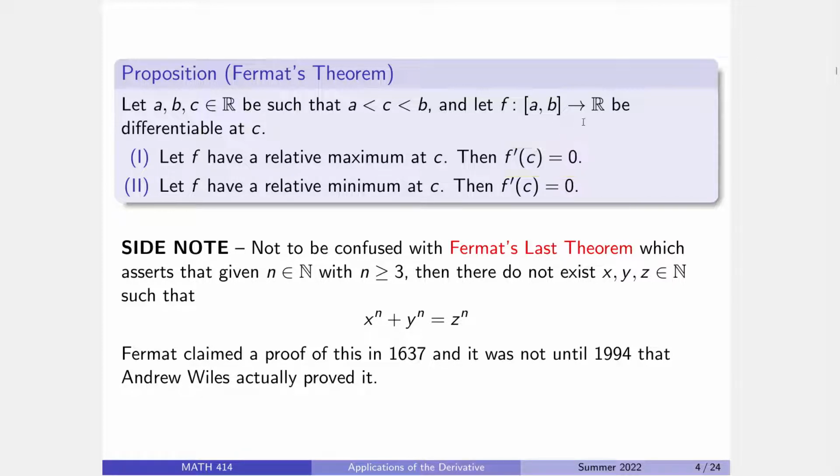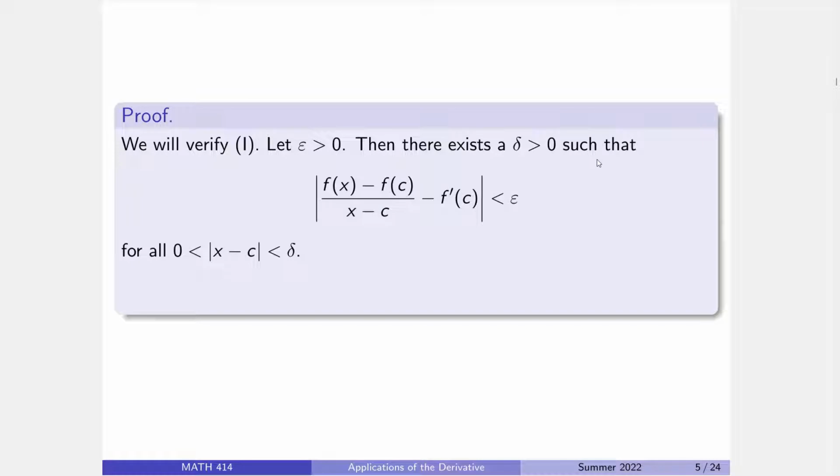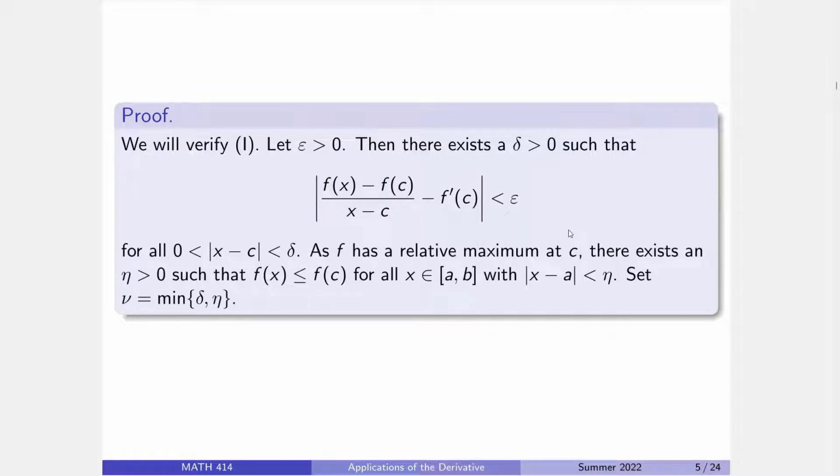Well, given an epsilon, differentiability gives me a delta. I get another delta out of this, so given an epsilon, I'm going to take the minimum of 2 deltas, and I'll show this is always less than or equal to epsilon in absolute value, and then the proof's over. That's literally exactly what we're going to do. Let epsilon be greater than 0. There's a delta so that the difference quotient behaves the way it should, which makes the limit exist. As we have a relative max, we have another delta. I like to use eta for that, rather than delta 1 and delta 2. And then we're going to take the minimum of these two and call that nu.